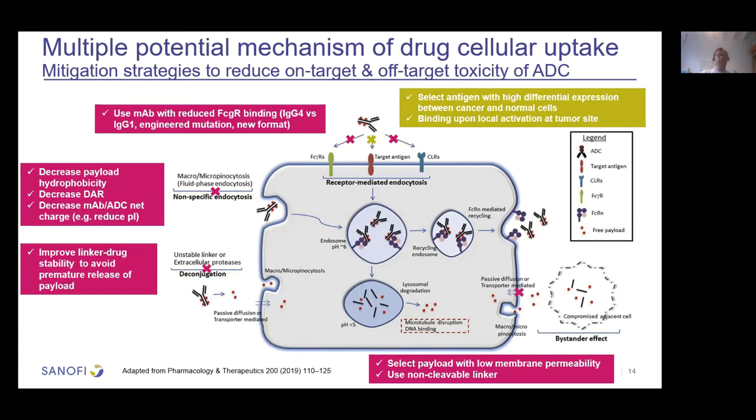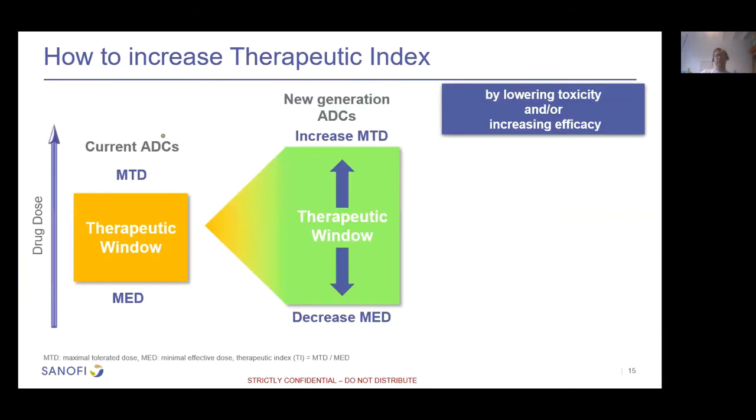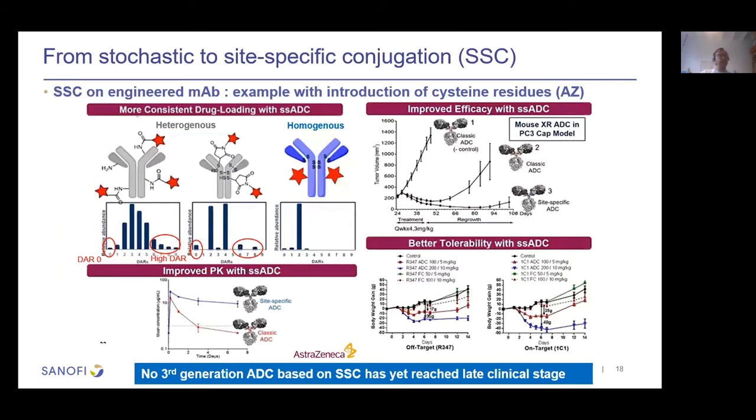So in the next slide, maybe I can skip this one because it presents some strategies to improve therapeutic index, but I prefer to go directly to examples. And this one is an example of technology advances allowing to increase the therapeutic index of ADC.